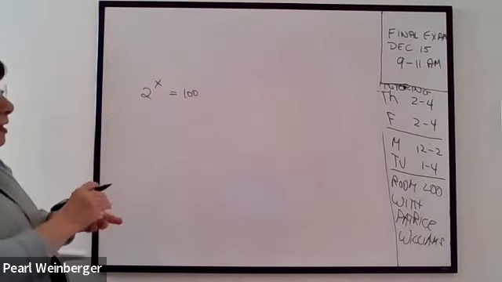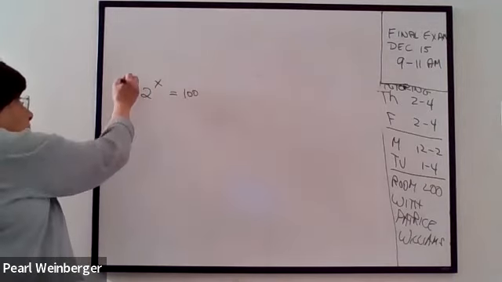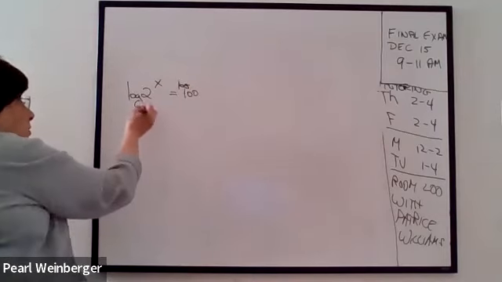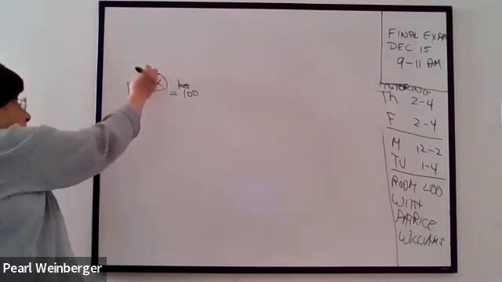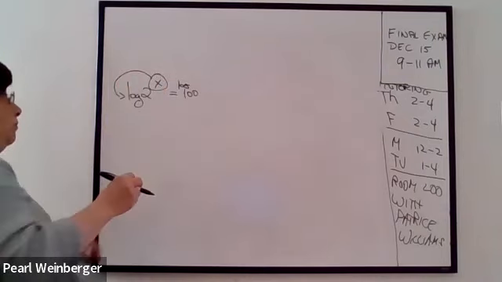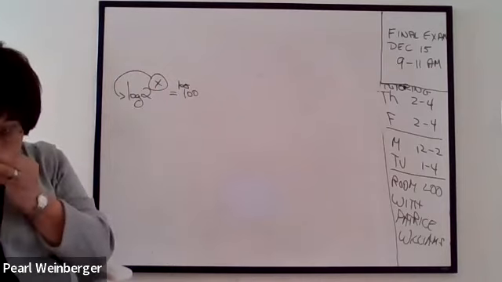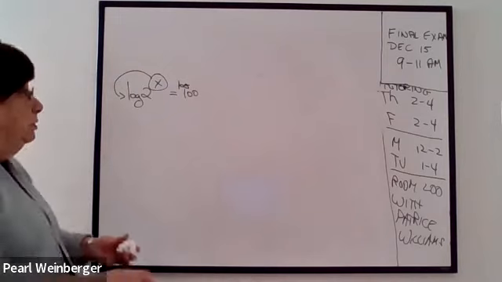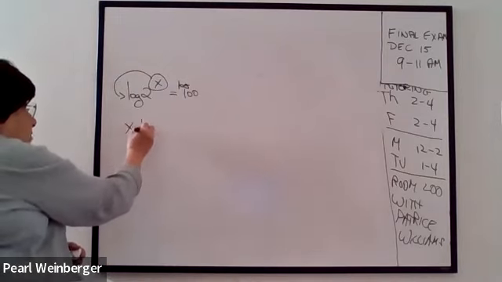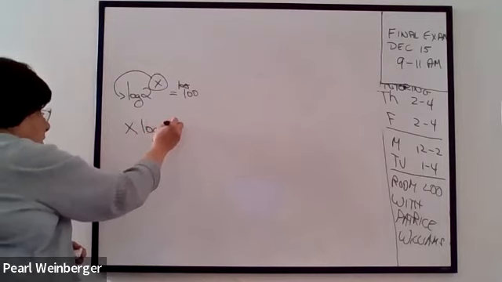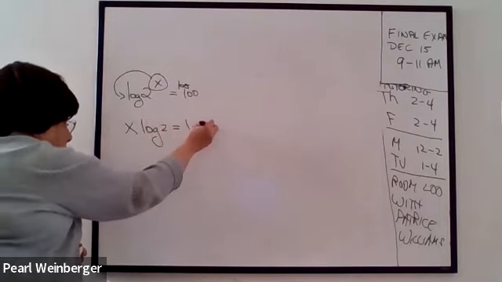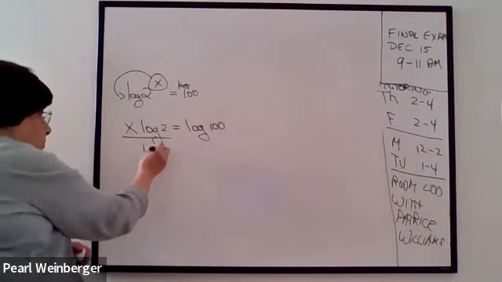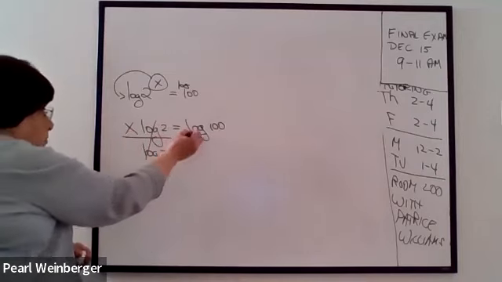So I have to do that same thing I did before. I'm going to put the word log in front of both of them, so that the exponent now will become, I can only put the exponent in front of the word log. It has to have a log there. The exponent becomes the coefficient. So this becomes x log 2 equals log 100. And then to find the x, we'll just divide by log 2 because that's what's in front of it. The x is being multiplied by.